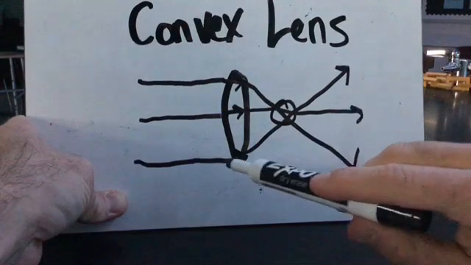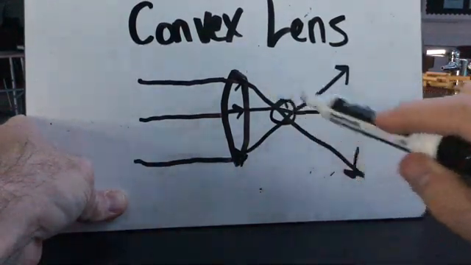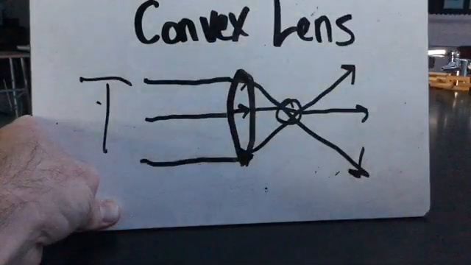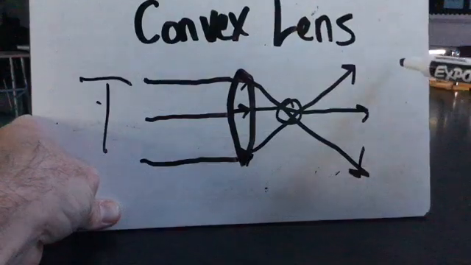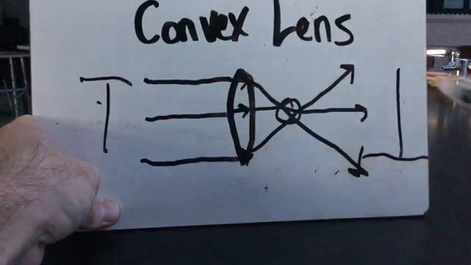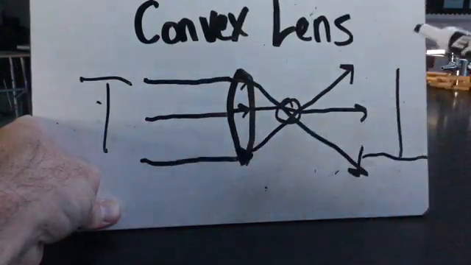But if you'll notice, what was on the bottom is now on the top, and what was on the top is now on the bottom. So if you were going to look at a letter T through this lens, the T would now look like this on the other side. What was on the top is now on the bottom. What was on the bottom is now on the top.